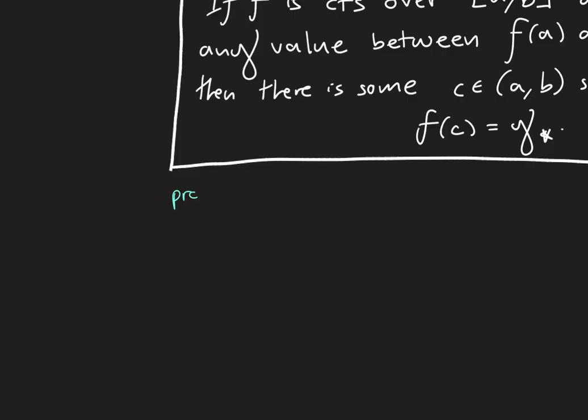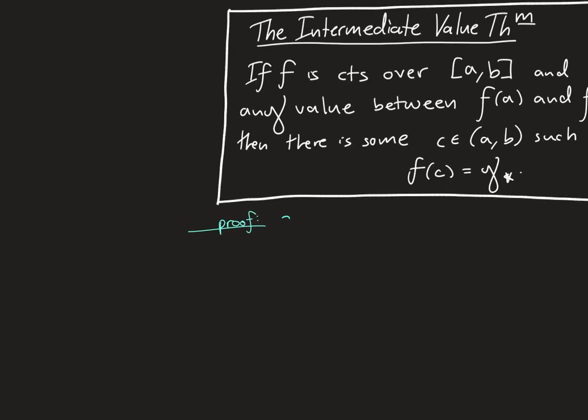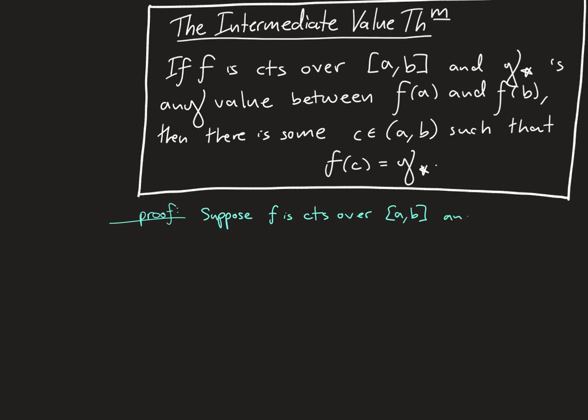Proof. Again, we are going to use the completeness of R. We have to. Suppose f is continuous over the closed interval a to b, and that f of a is less than y star, and y star is less than f of b. So we have some sort of intermediate value.